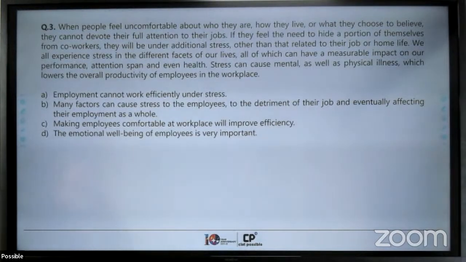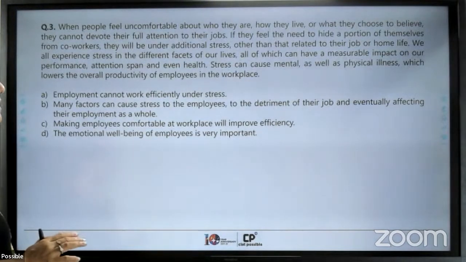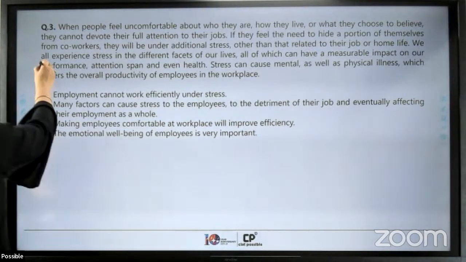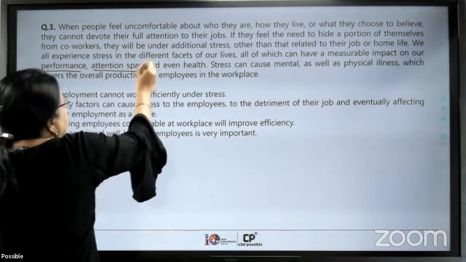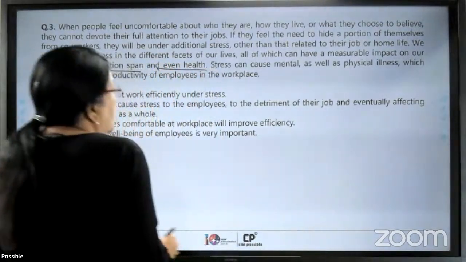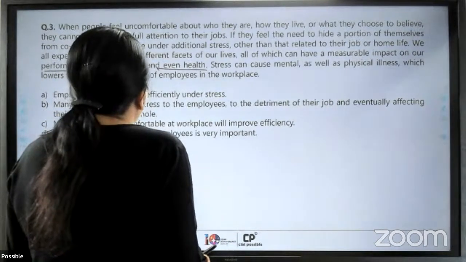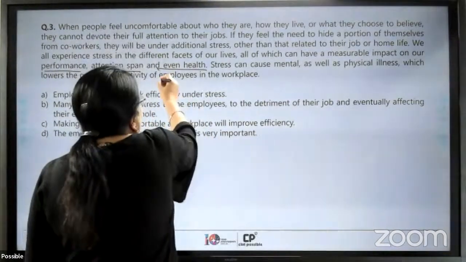So all of us suffer from stress. ठीक है, ये तो एक general sweeping statement हो गया. But वो क्या कह रहे हैं? Or which have a measurable impact on our performance. It has an impact on performance, attention span, and even health. Stress can cause mental as well as physical illness, which lowers the overall productivity of employees in the workplace.